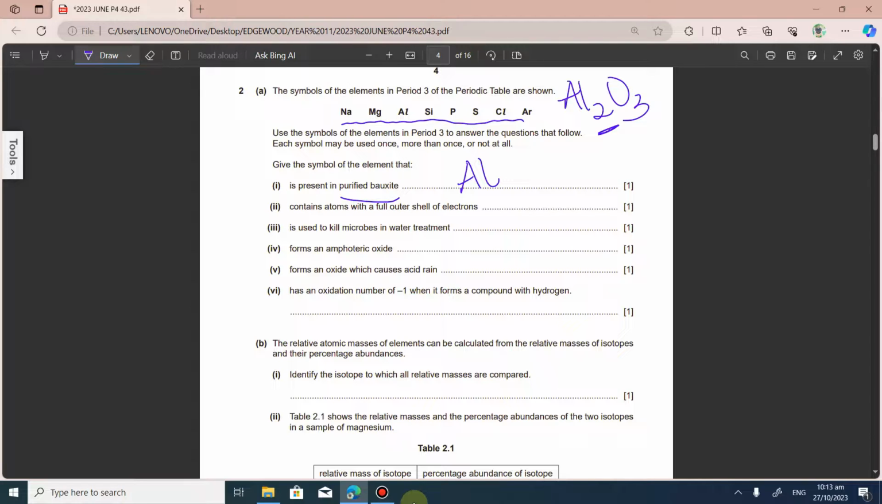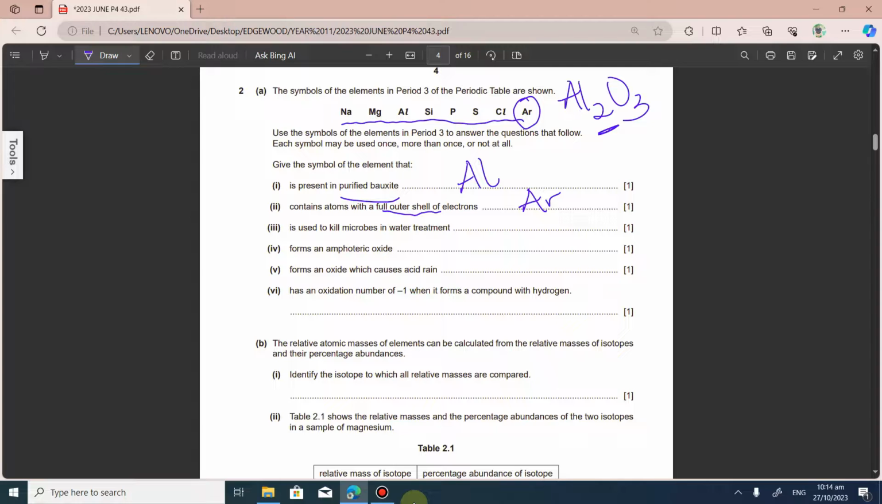Now, which of them contains atoms with a full outer shell of electrons? When we're talking about a full outer shell of electrons, we're simply referring to the noble gases. So look at your periodic table, look at which element falls under where we have the noble gases. You realize that it's simply argon. So in this case, argon is a noble gas, so it will have a full outer shell of electrons, and that's what makes them unreactive.